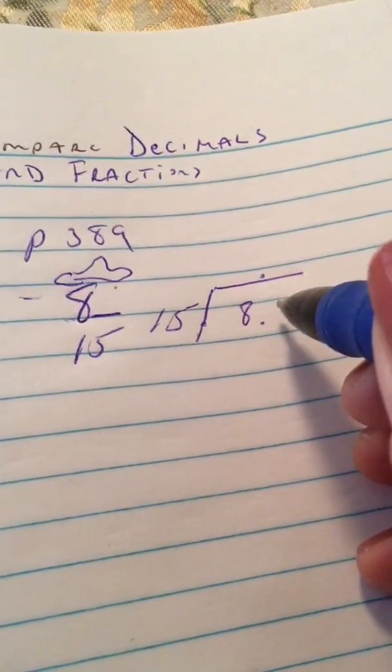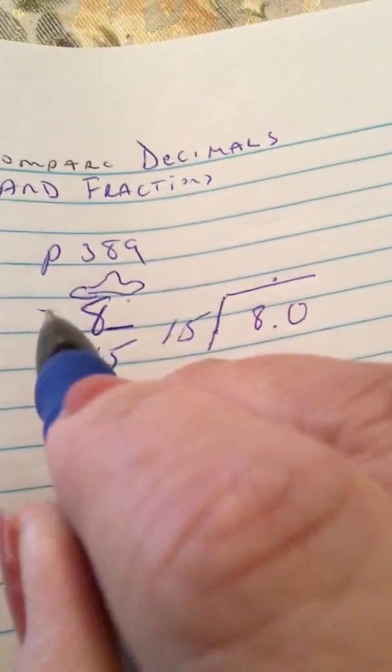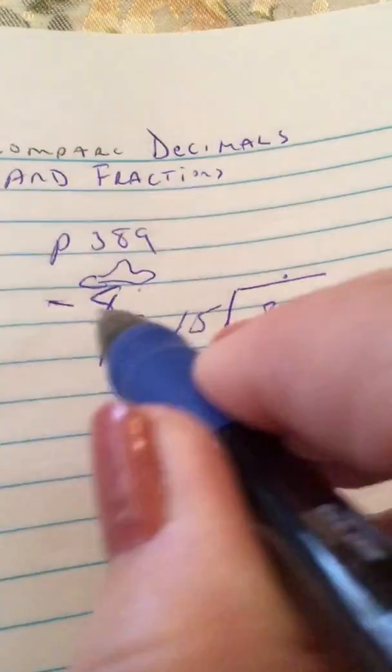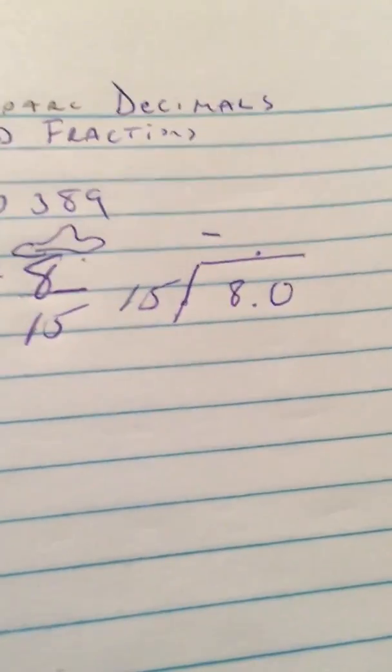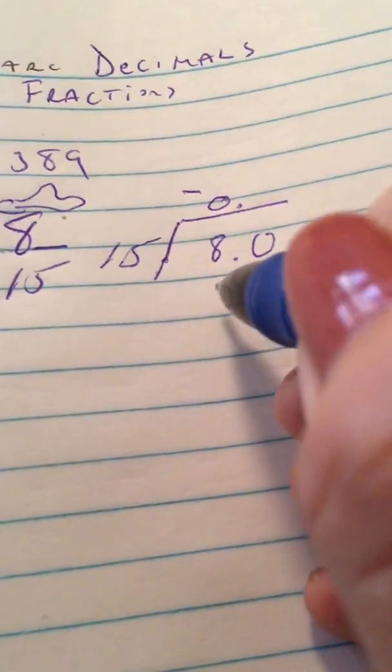I'm going to plant a decimal. I'm going to bring it up, and I'm going to annex a 0. It's a negative. Some of you guys forgot to put the negative as part of your answer, so I marked that wrong the other day. And I'm at, how many times will 15 go into 8? That's 0. And I'll subtract, and I'll bring down the 80.